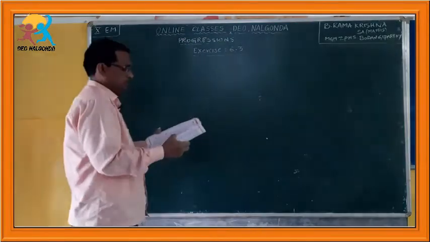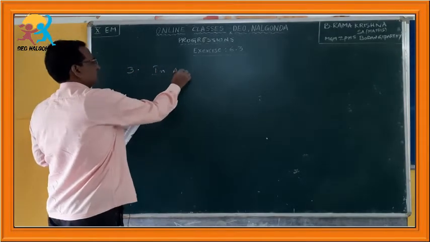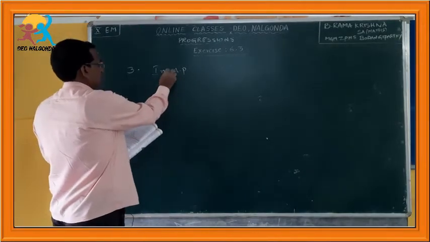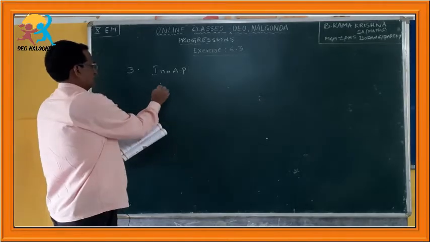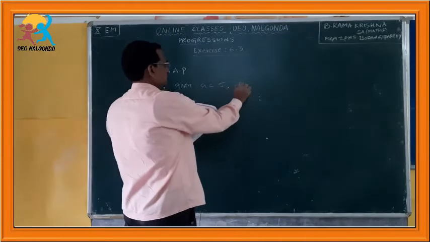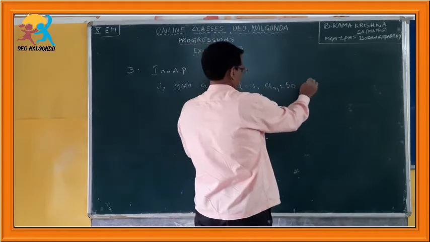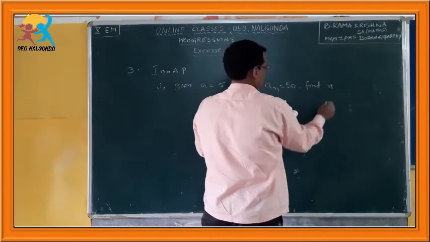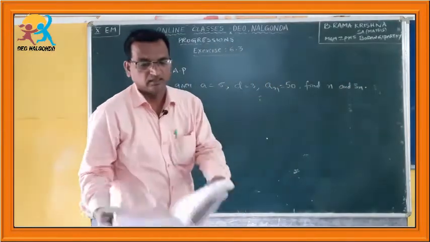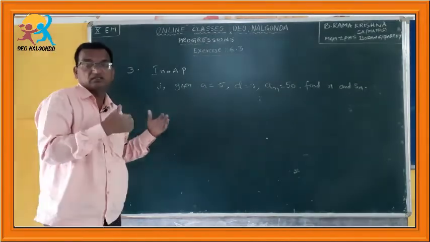What is the third question here? In some arithmetic progression, an AP, given a is equal to 5, d is equal to 3, an is equal to 50, find n and Sn.